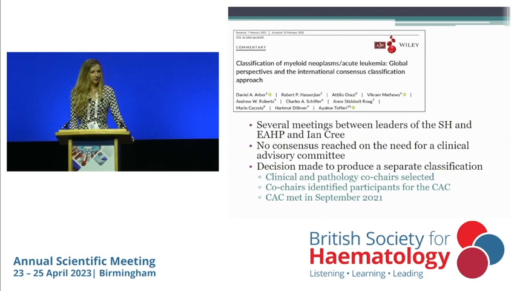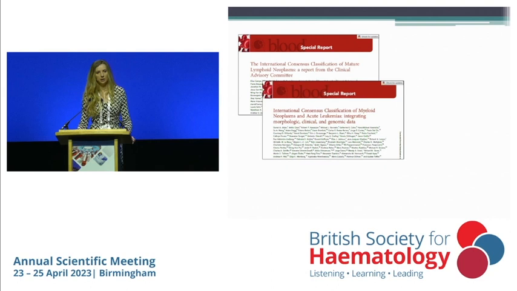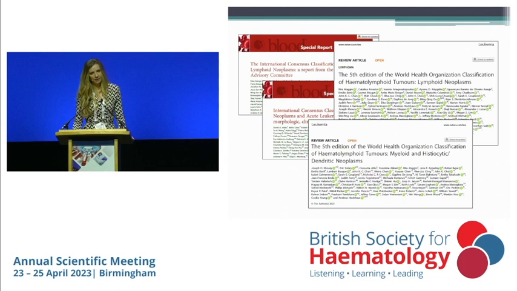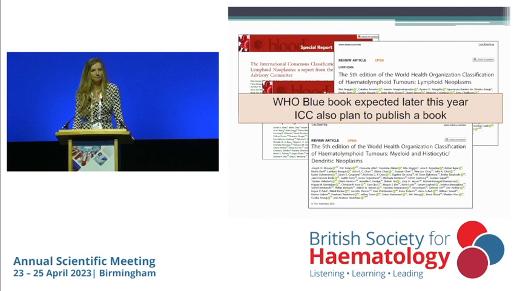So they identified clinical and pathology co-chairs, who were authors on this paper. And these co-chairs then identified participants for their clinical advisory committee, and they met in September 2021 to proceed using the historical process that was done for previous WHOs. So now we've ended up in the position where we've got the ICC classification of myeloid and lymphoid malignancies, which was published in Blood, and around the same time we got the WHO fifth edition published in Leukemia. We are expecting books for both of these. The WHO Blue Book is just finishing its consultation process online, and the Blue Book is expected later this year, towards the end of the year, I think.